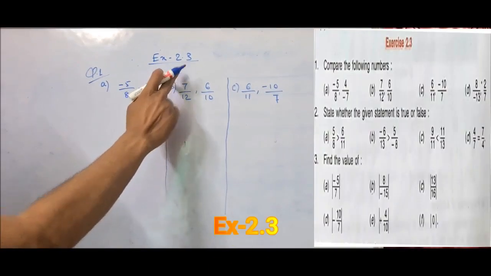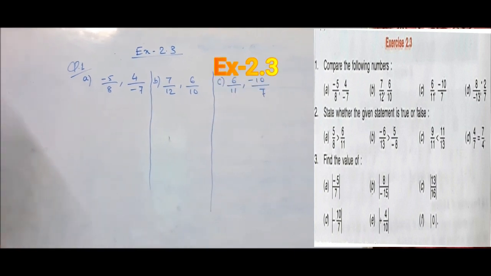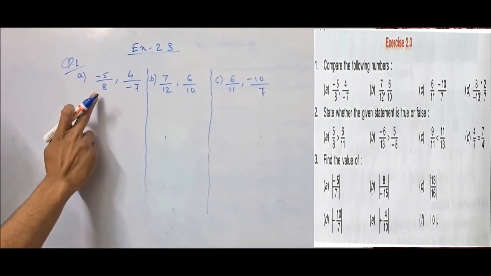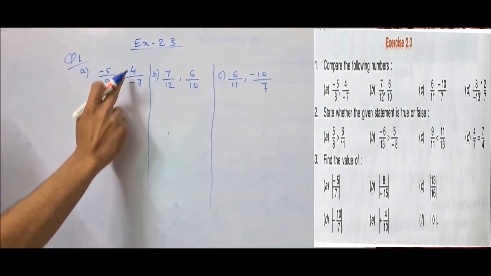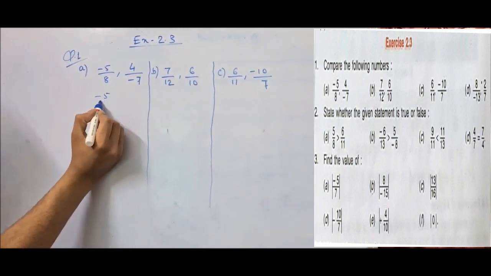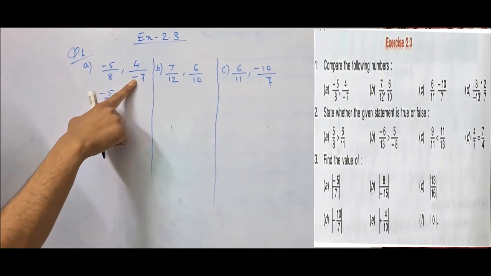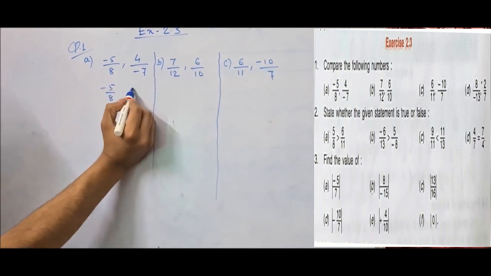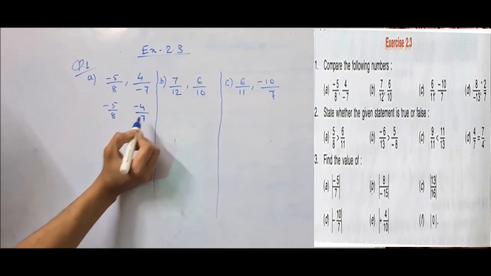Now we will start with exercise 2.3. The very first question is asking you to compare both of the rational numbers. Here you can see that a by b and c by d are given to you. I already told you how to compare. First let me see if it is in proper rational form or not. It is not in the standard form. 4 by minus 7 will become standard when you write minus 4 by 7.